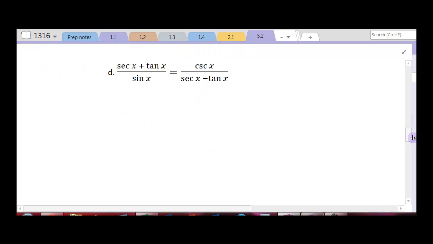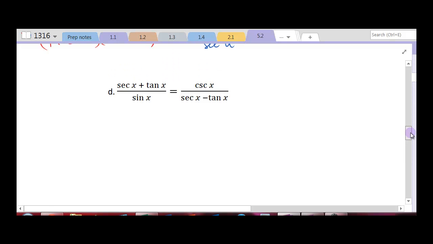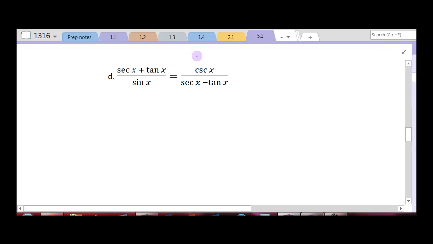In this problem right here, the left-hand side and the right-hand side both look about the same. They both look difficult. So what do we do? Well, just to be contrary, let's go from the right-hand side and turn it into the left-hand side, just to be different. So I'm going to work on this right-hand side and try to turn it into this over here.